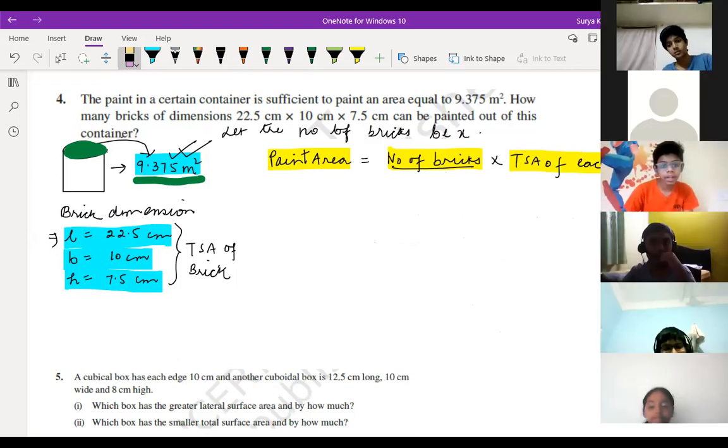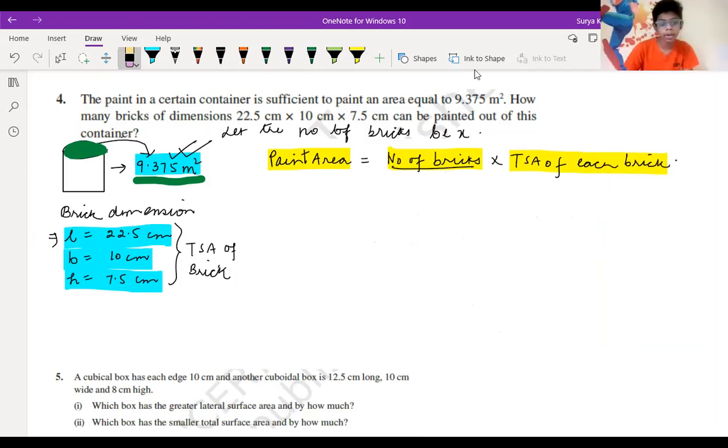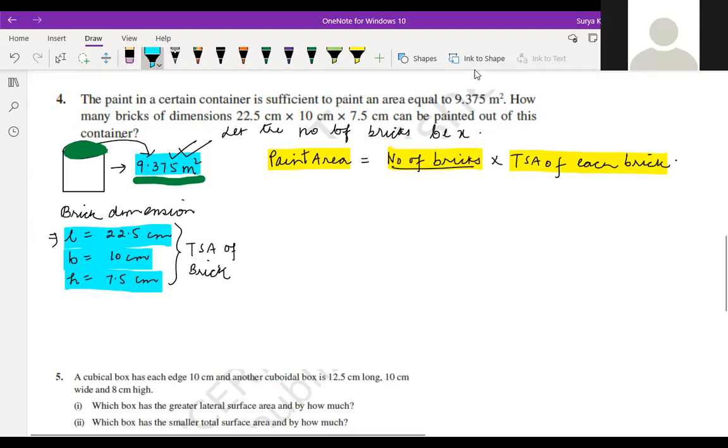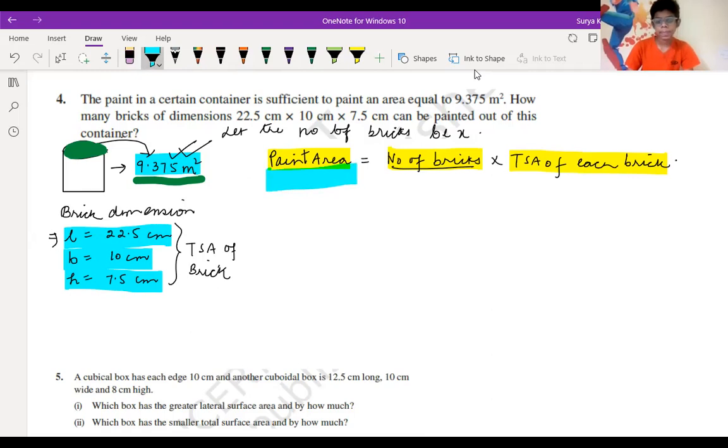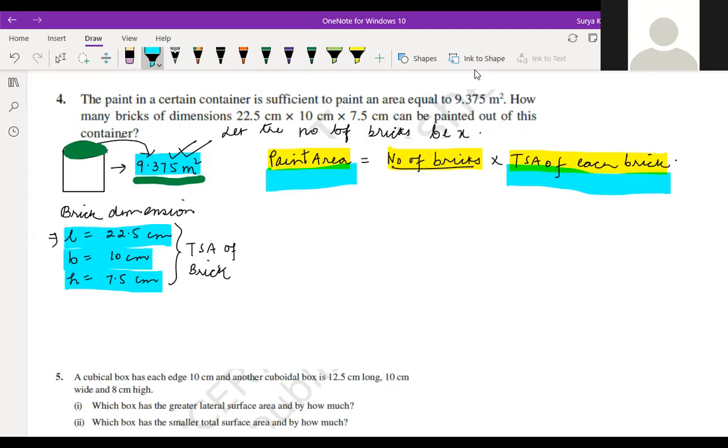So that paint can only paint 9.375 meters square, right? Yeah. Okay. But that paint can paint so many bricks, but we don't know the number of bricks, right? Yes, sir. So this paint area should be equal to the total surface area of the bricks. But how many bricks? The number of bricks, we don't know that.